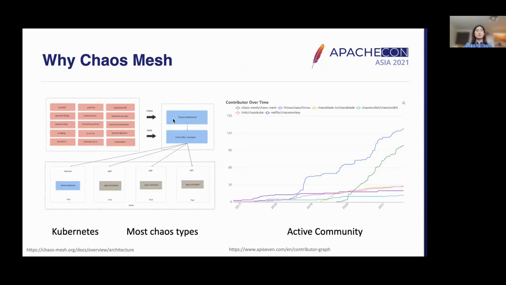And also thanks to Kubernetes, which helps us precisely control the explosion radius so it won't destroy your whole system. And so, yeah, there are quite a lot of chaos engineering tools, like shown in the right graph. But why do we choose Chaos Mesh?